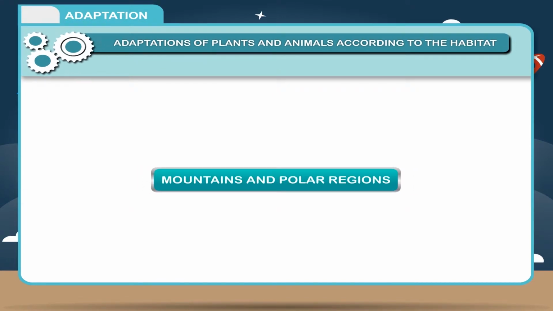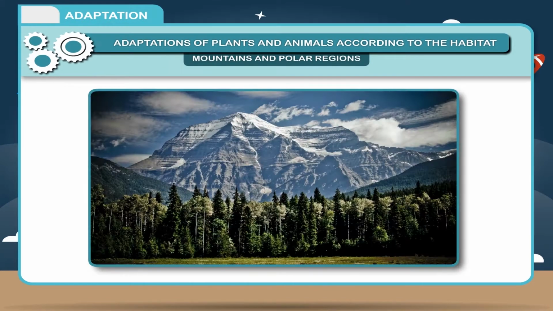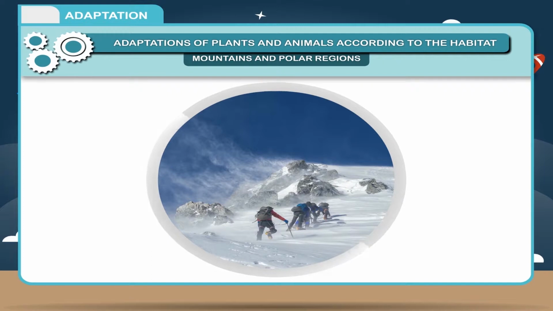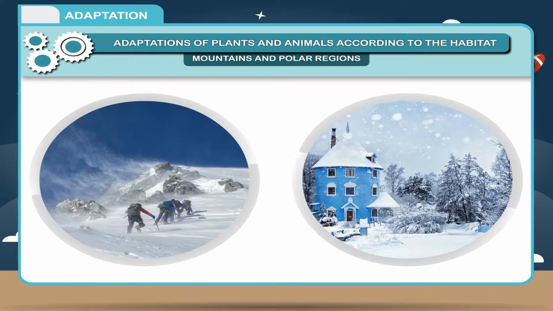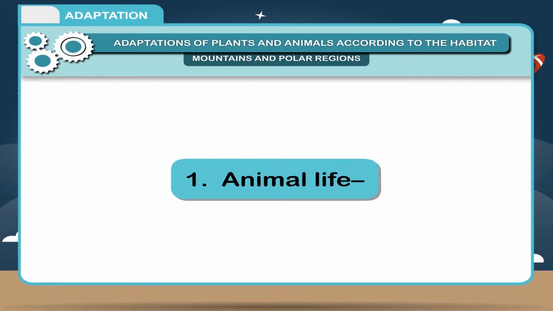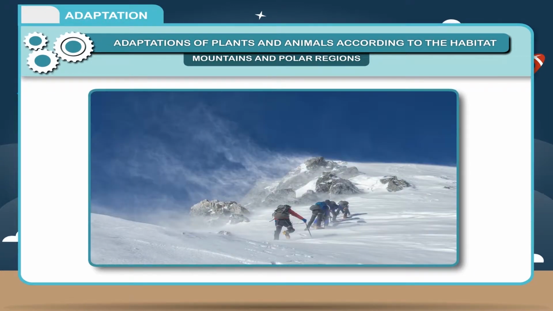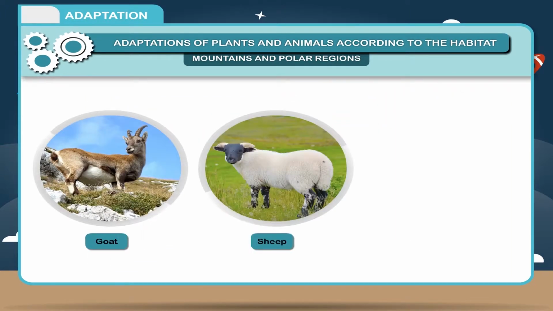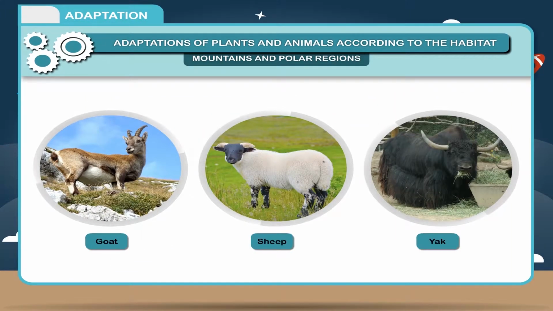Mountains and polar regions. Mountains are the regions that rise much higher than the land surrounding them. These habitats are cold and windy, and snowfall occurs in higher regions. 1. Animal life. Goat, sheep, and yak are the animals found in the mountain region.